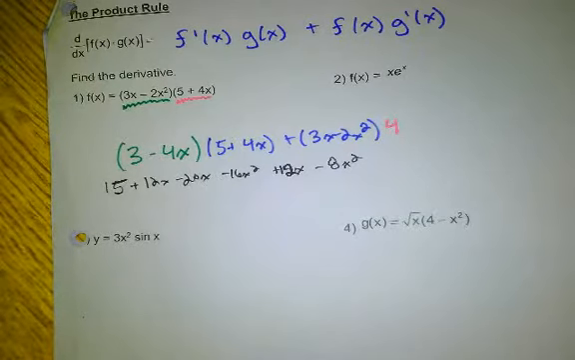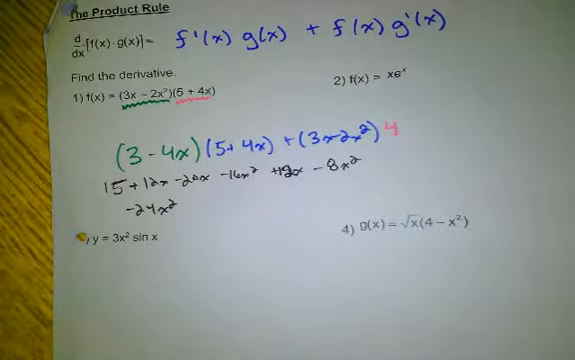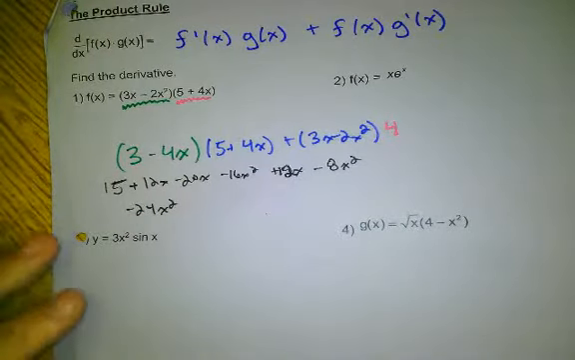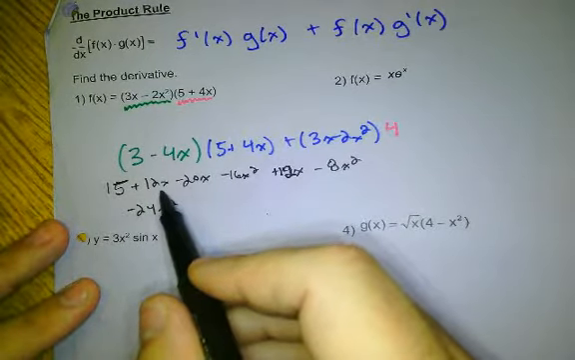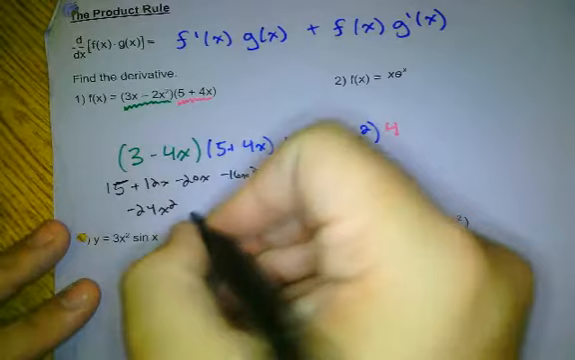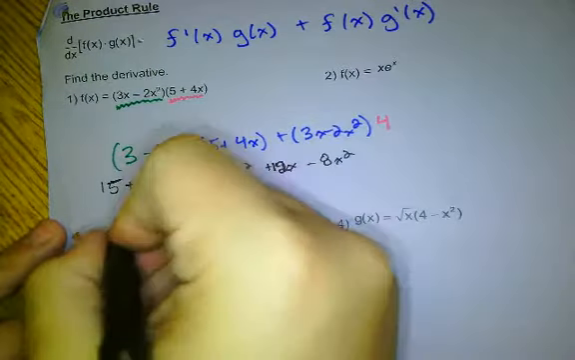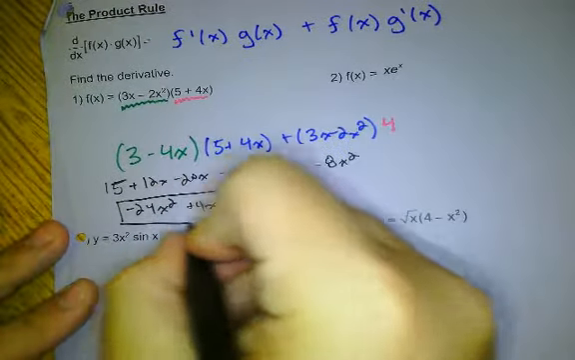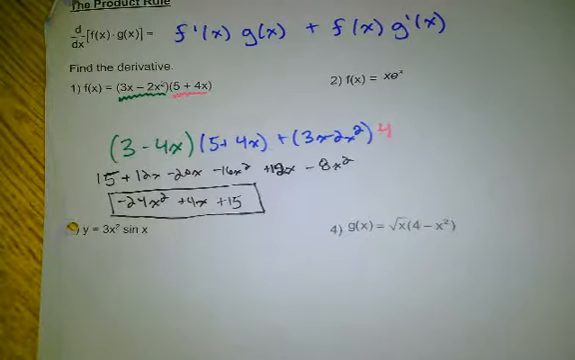Okay, so let's organize everything. Let's put my x squareds first. So I'm going to get negative 24x squared, because most of the answers in multiple choice are in ascending or descending order. How many x's do I have? 4? Plus 15? That's it. It's probably the longest problem we'll do for product rule. The rest of them are a little bit quicker and more simple.